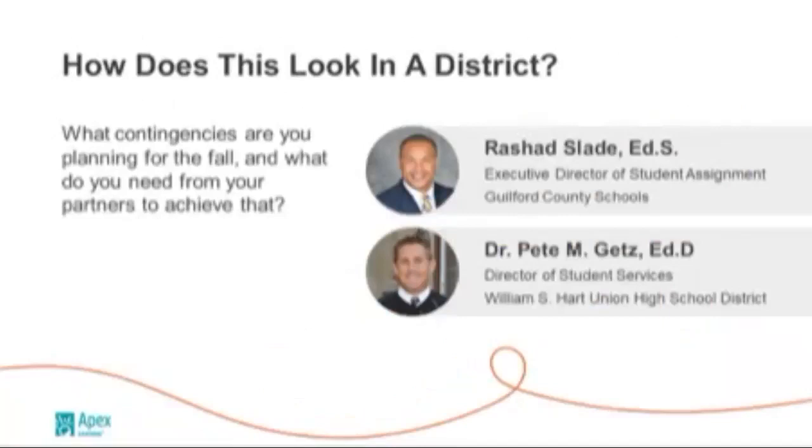So to you two, uncertainty seems to be one of the only constants right now. What contingencies are you all planning for in the fall? What do you need from your partners to achieve that? Rashad, do you want to go ahead and kick us off with that?